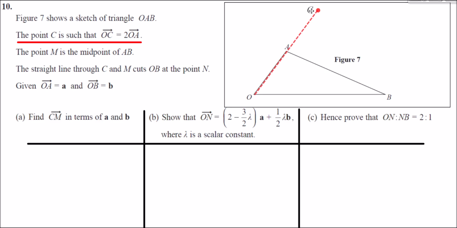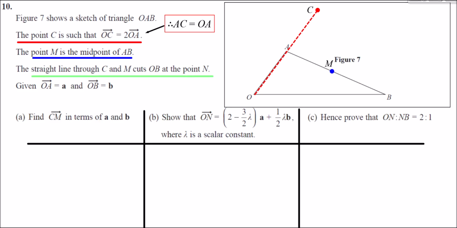So imagine C here. As well as that, if OC is twice the length of OA, then the length OA must be the same as the length AC. So that's worth mentioning as well. The distance AC is the same as the distance OA. Therefore the vector AC will also be the same as the vector OA. M is the midpoint of the line AB. So if I add in M here and pop in its point like so, it then says the straight line through C and M, going through like this, cuts the line OB at the point N. So if I add this in a green dotted line, the point N will be somewhere down here like so.